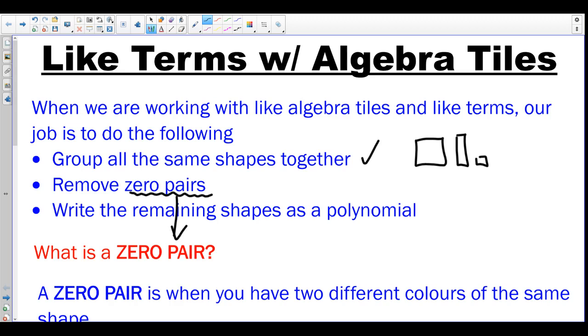Then we're going to write the remaining shapes, and we're not only going to show what they are as a picture, we're also going to write them out as a polynomial. Okay? But before we do that, let's talk about what is a zero pair.